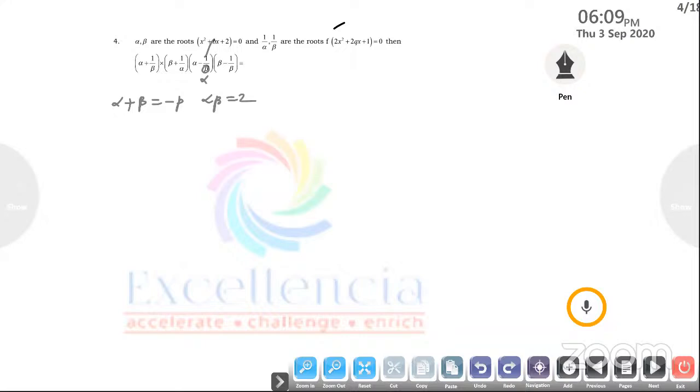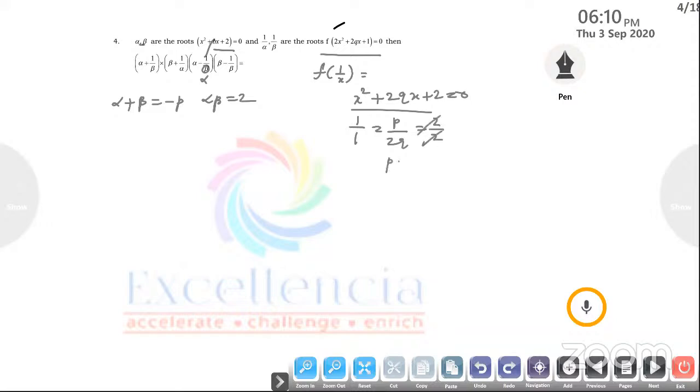And if you look at this one, alpha, beta are roots of this equation, and 1 by alpha, 1 by beta are roots of the other equation, which means they are reciprocals of each other. So I can write f of 1 by x equal to f of x. When I write this, it becomes x squared plus 2qx plus 2 equal to 0. Now this equation and the first equation are both the same. So when you compare both, 1 by 1 is equal to p by 2q, equal to 2 by 2. So we have p equal to 2q. The relation between p and q is p equal to 2q.